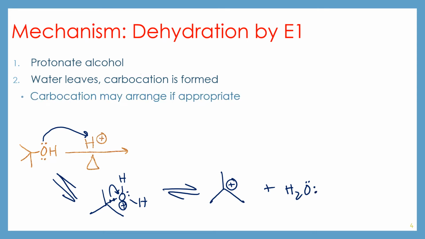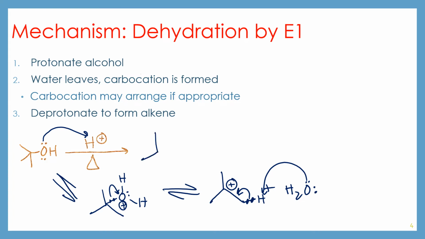The carbocation can rearrange if appropriate. And then lastly, we deprotonate to form the alkene. So we pull off a beta proton. The electrons between the carbon and hydrogen go to create the pi bond, and we end up with our product.